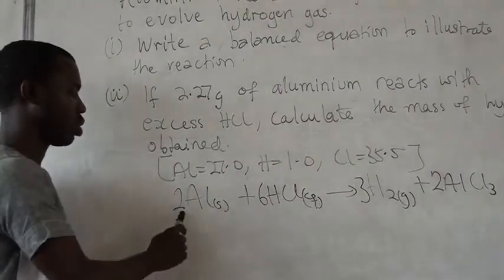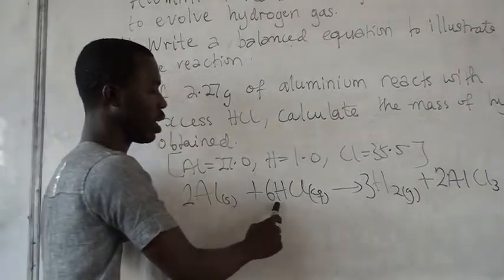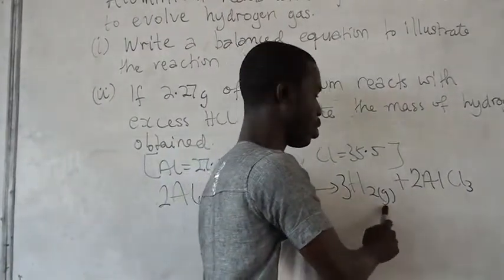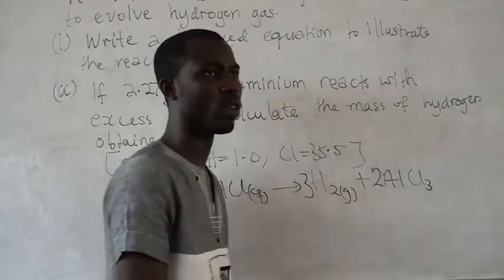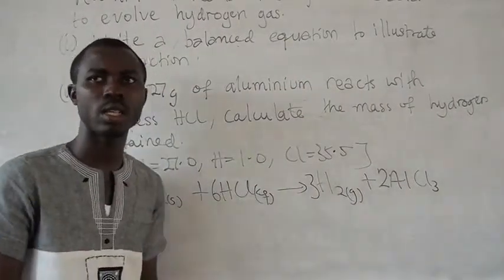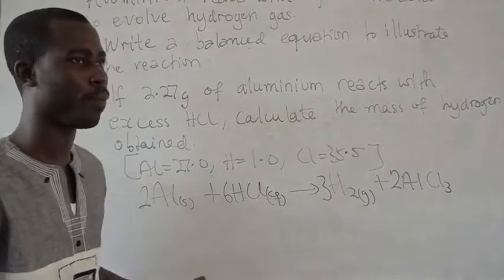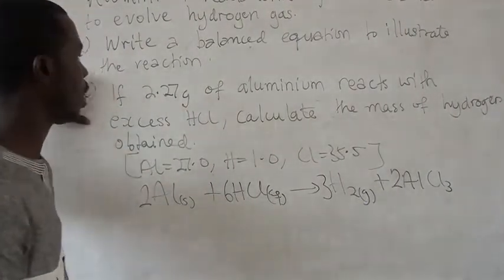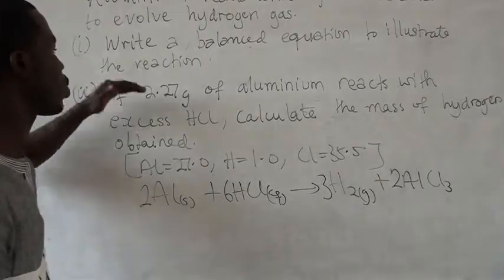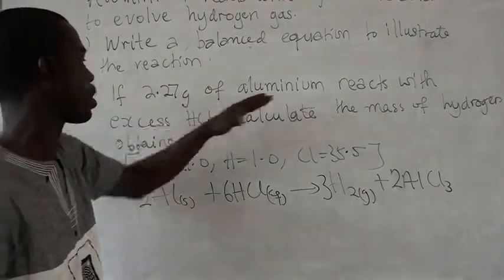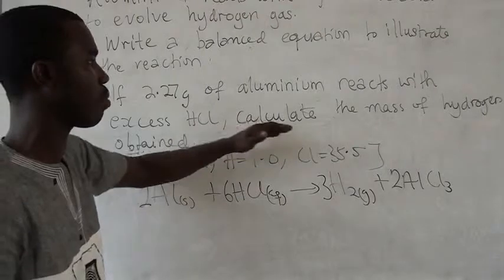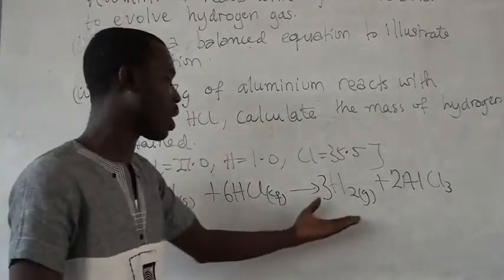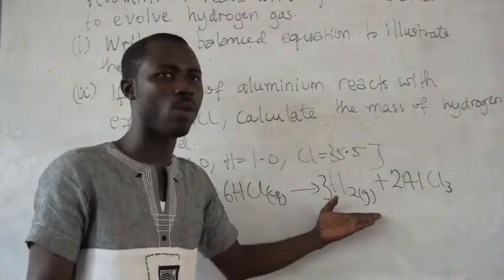Okay. 2Al plus 6HCl producing 3 hydrogen gas and then 2 moles of aluminium chloride. Okay, so now that we have balanced the equation, the next thing is to calculate. If 2.27 grams of aluminium reacts with excess HCl, calculate the mass of hydrogen gas obtained. They are asking us to calculate the mass of hydrogen that was obtained.